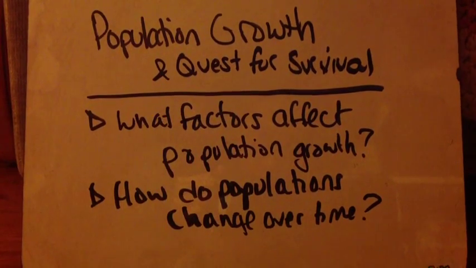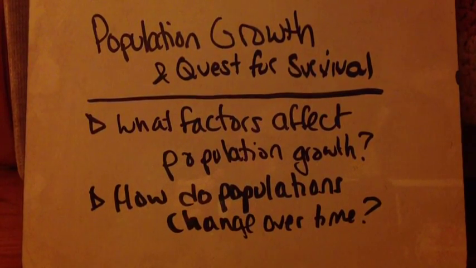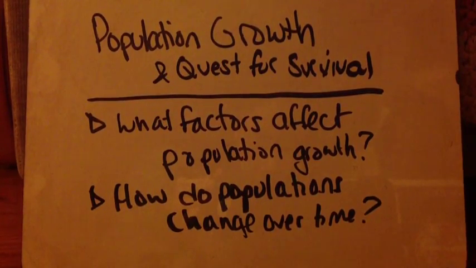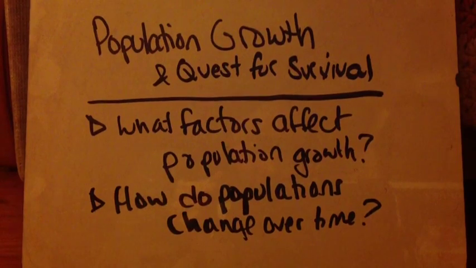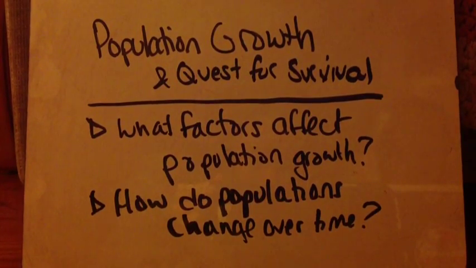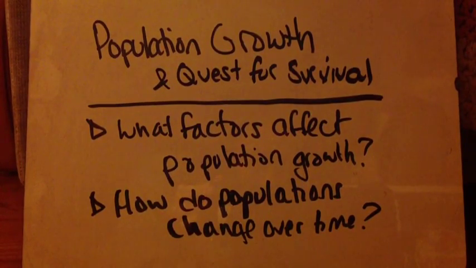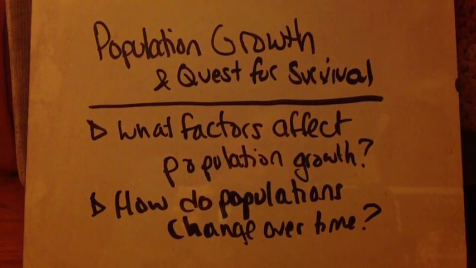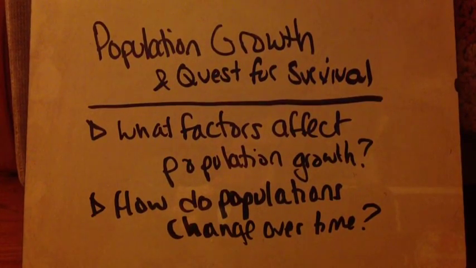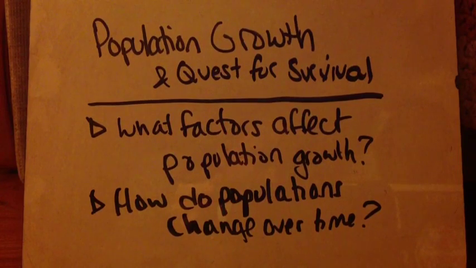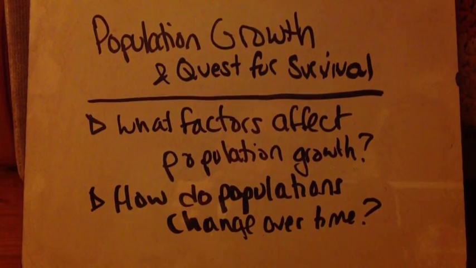Today we're going to talk about population growth and the quest for survival. So this basically means how do populations grow and change over time, and how do individuals fight for survival in an ecosystem. So the two questions we're focusing on today are what factors affect population growth, so what factors make a population bigger and smaller, and how do populations change over time in terms of number, amount, and how they interact.